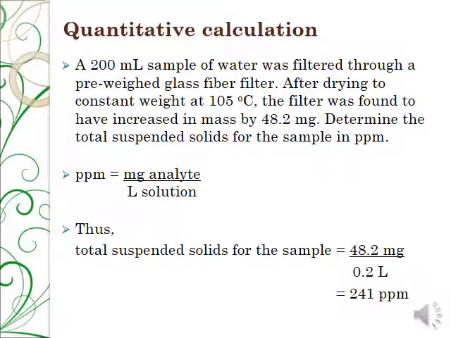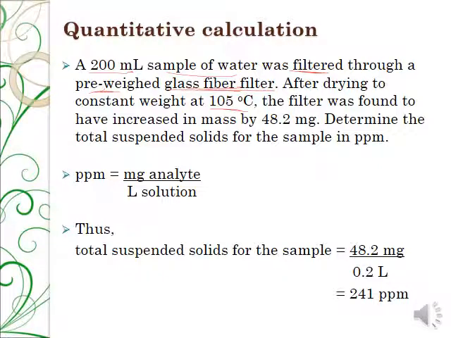This is a quantitative calculation involving particulate gravimetry. We have a 200 milliliter water sample, and this water sample is filtered through a pre-weighed glass fiber filter. This means the glass fiber filter is weighed first before the filtration process, and then it is subjected to drying until it obtains constant weight at 105 degrees Celsius.